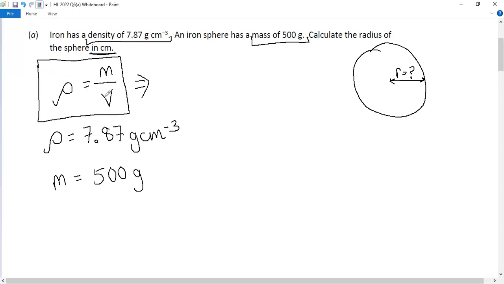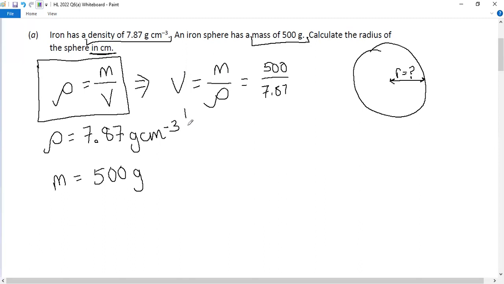But when I rearrange it, I'm going to move volume over, going to move density over, and they're basically going to swap places, okay? So I'm going to end up saying that volume is mass divided by density. And thinking of that from a physics point of view, it's how much stuff is squashed into the space. Okay, so we've got the idea of volume. And I have a mass of 500 and I have a density of 7.87.